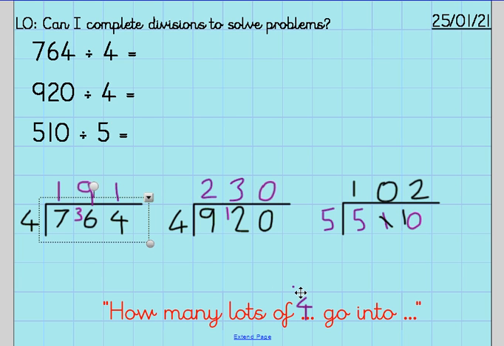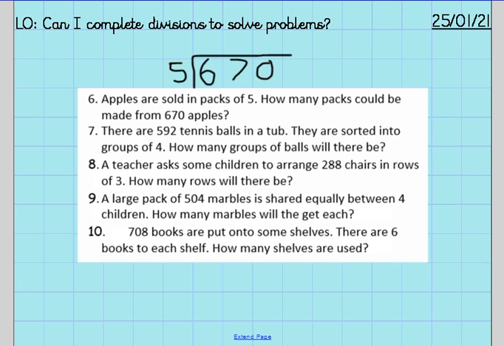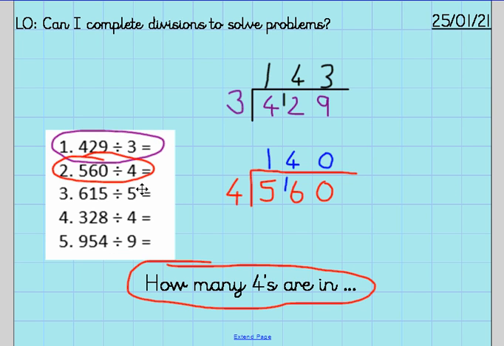Now, we said right from the start we have to have this question in our head all the time. How many lots of 4 go into? That was for the first one, wasn't it? So think about that question every time that you go through. We then had a look at doing some questions together, and the group that stayed on with me, we looked at doing this together, and we solved these together.